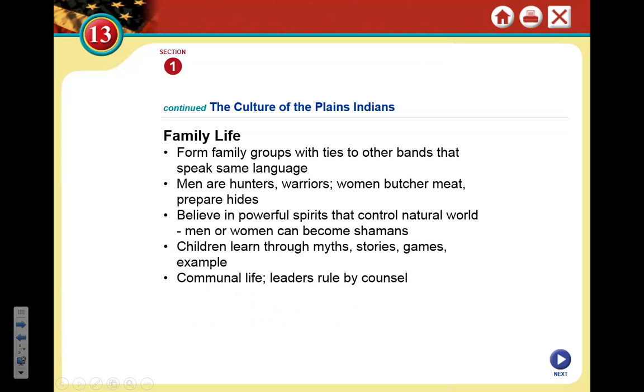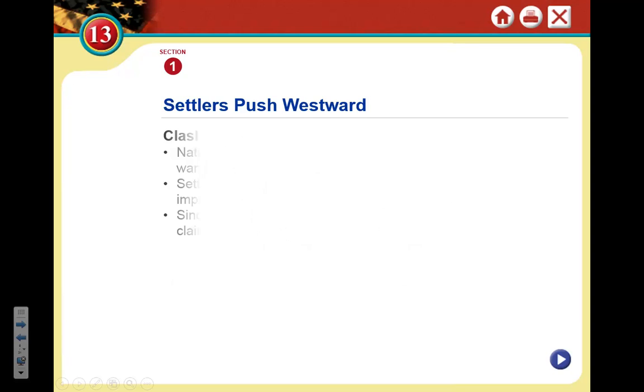The Indians of the Great Plains lived in small, extended family groups. The men hunted for food. The women helped butcher the game and prepare the buffalo hides that the men brought back to camp. Children learned the skills they would need as adults.